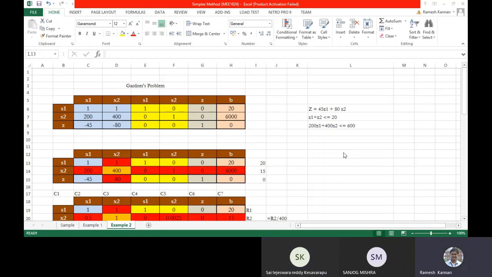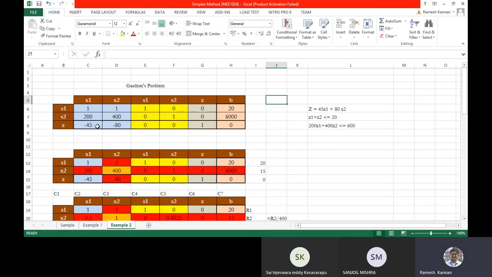Okay. Then what we do is we try to do that problem using the simplex method. Since you have got some confidence, I'm just doing it very fast. Can you see the Excel sheet? Yes, sir. So what I have done is I've recreated the simplex table for that gardener's problem.